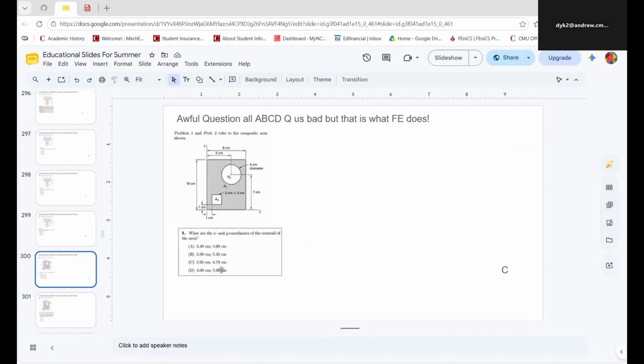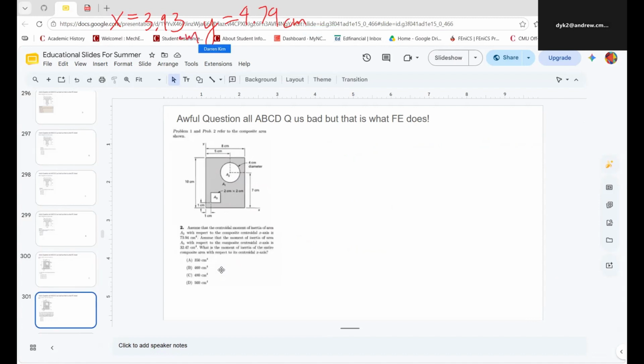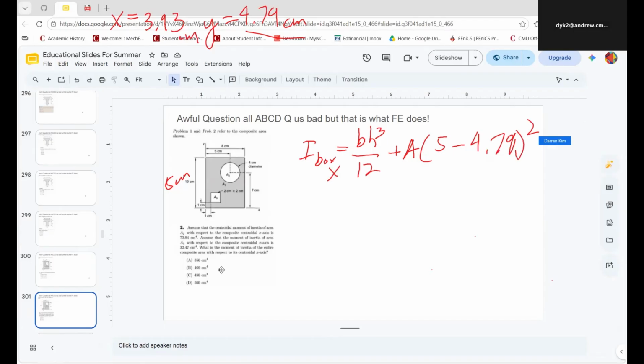So let me just delete this and do x equal 3.93 and y equal 4.79 in cm. What does that mean? Well, basically, we have this 5 centimeters, right? Oh no, the answer choices are very close by. So what we have to do is basically say I of the total box without minusing anything. We'll subtract later on. I can see now why this question is a little hard. BH3 divided by 12, and y is two parts plus parentheses 5 minus what the centroid is, which is 4.79, and this is x direction. You might be watching, that makes sense, right? 6.79 squared. Barely anything, but that will make a difference.